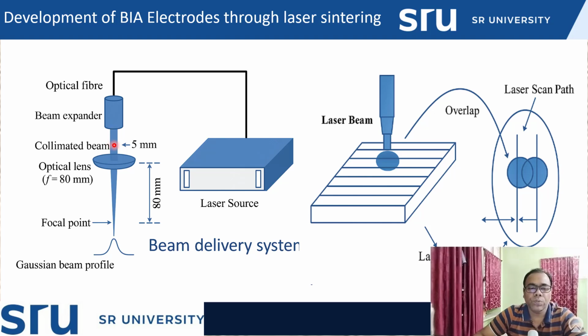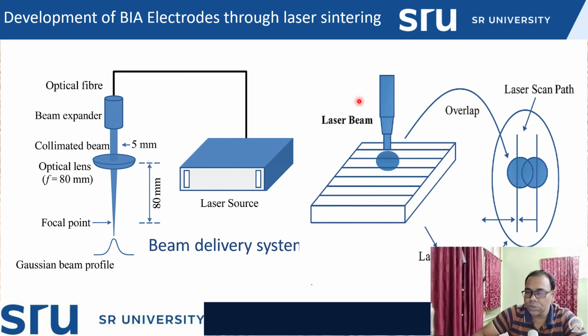Those beams have more area, but here we require very little area where more heat energy should be supplied. For that purpose, this beam will be focused to a certain focal point only, and there the highest energy will be. That's why this is the focal point, and this is the Gaussian profile. As we require a Gaussian profile, the maximum energy will come at the certain focal point.